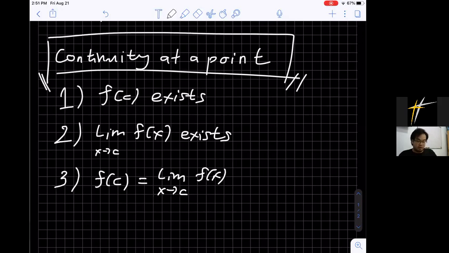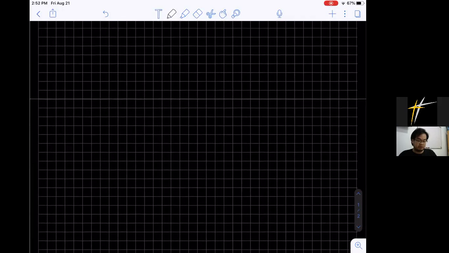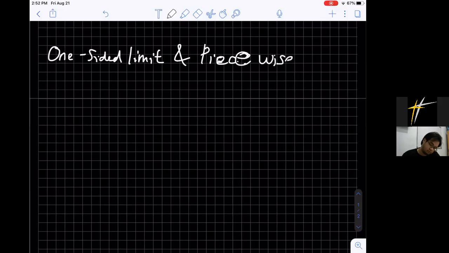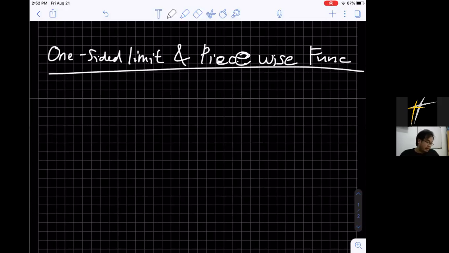Okay, so another thing that I want to discuss in this lesson is one-sided limit and piecewise function. As I said, I have said it a couple of times already when I taught you about limits, the limit can approach from the left of x and also from the right side, right? So that's called a one-sided limit.